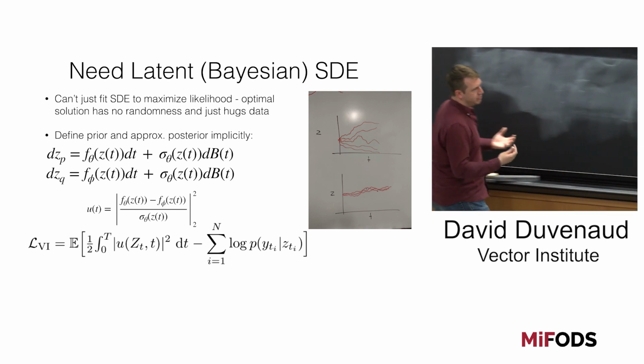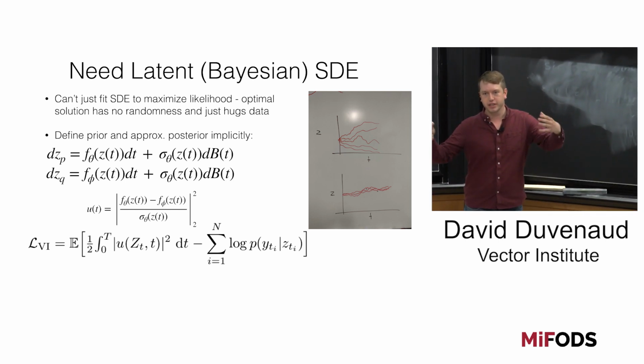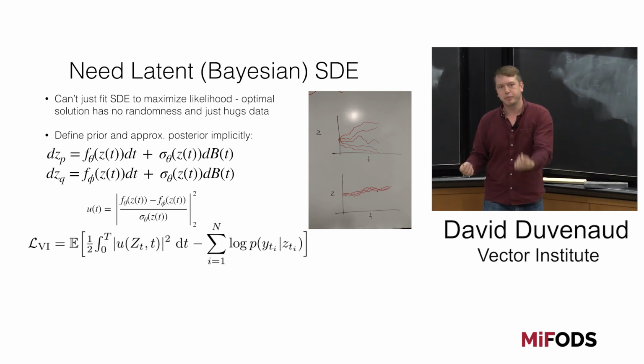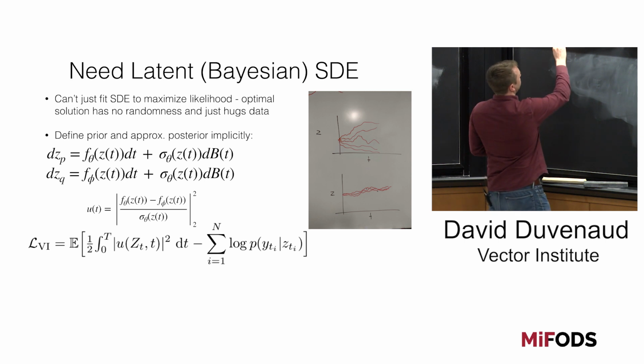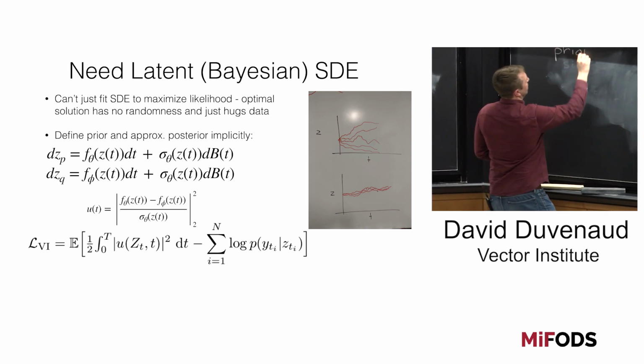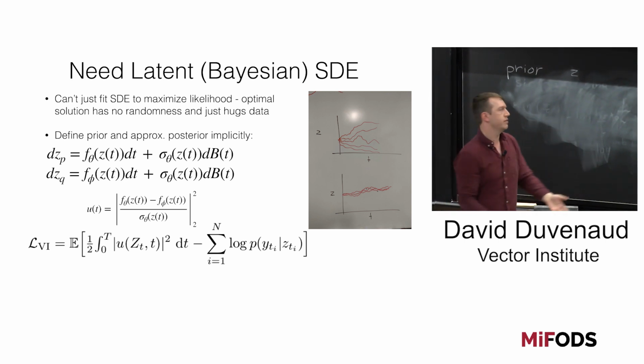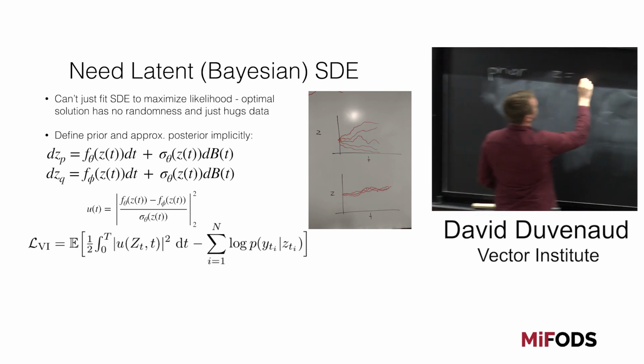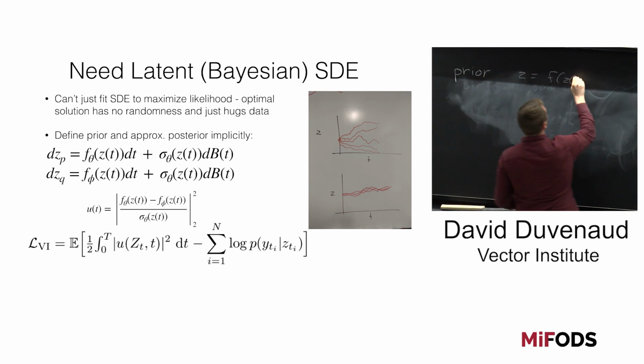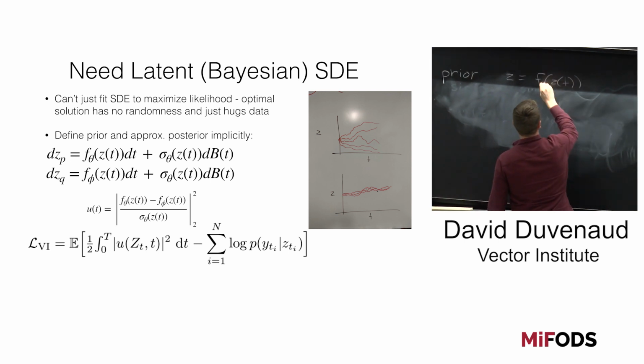But we define them in a really implicit way, right? When you write down a Gaussian process, you're saying exactly how to evaluate the probability of a particular function at a finite number of points. But we're going to use these SDEs to implicitly say how to sample from this prior on functions, right? So Z is f of z, some theta.